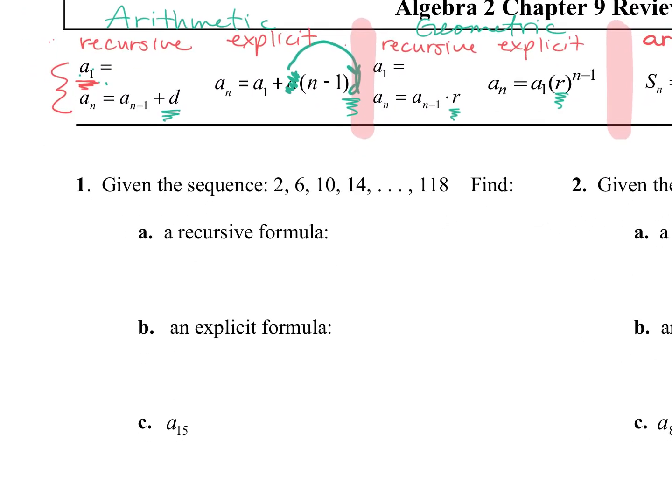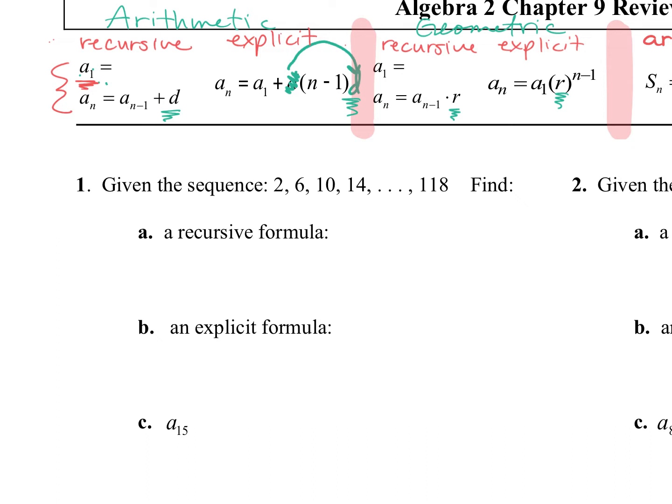Number 1 says, given the sequence 2, 6, 10, 14, ... 118. First of all, is this infinite or finite? It's finite. It has an end to it, right? If it's dots with nothing behind it, it's infinite. But that doesn't mean you can't use a finite formula if you're finding a set number, like the sum of 15. This is not a sum formula. So given this sequence, we're going to write a recursive formula and an explicit formula.